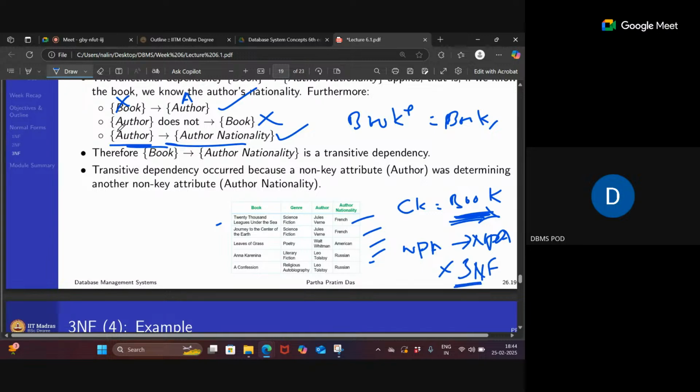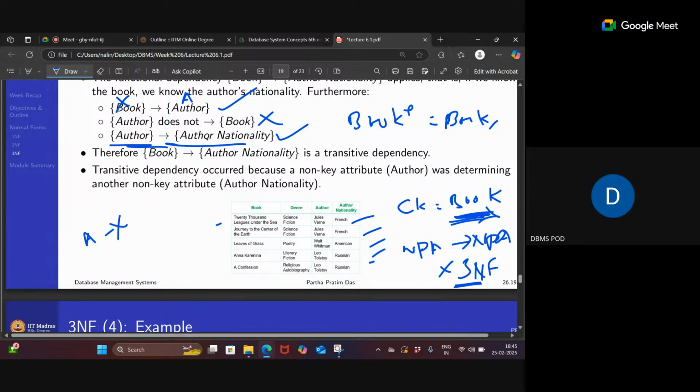If we get this kind of dependency in our relation, then this won't be in 3NF. The other way, alternatively, we can check for 3NF by seeing A minus X. That's what it is given.